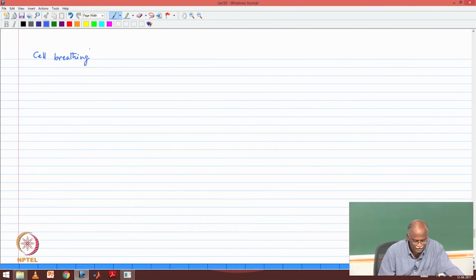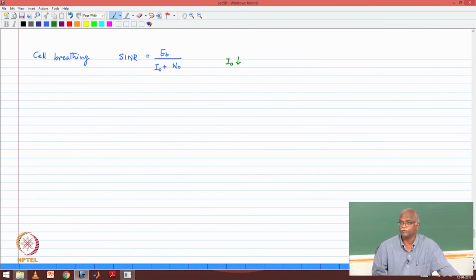We also indicated that very closely related to this phenomenon is the phenomenon of cell breathing. Cell breathing basically says that my effective SINR is equal to the energy with which I transmit my signal divided by I naught, the total interference in the system, plus the AWGN. So, if for any reason I naught goes down, that means other users are not present, the nominal interference is not there, then the radius of the cell appears to have increased. At least your radius of coverage seems to have increased. That is a phenomenon that we observe only in CDMA systems, that the boundary is not constant, it is something that is constantly changing. So, this and the pole capacity are closely related.